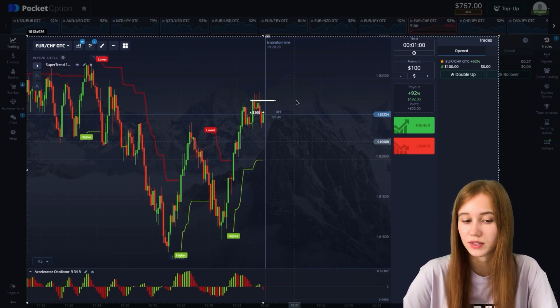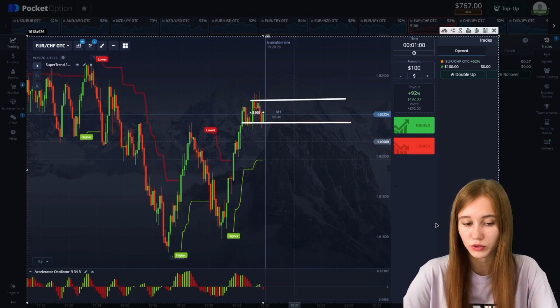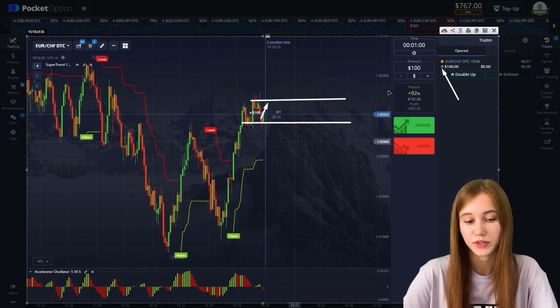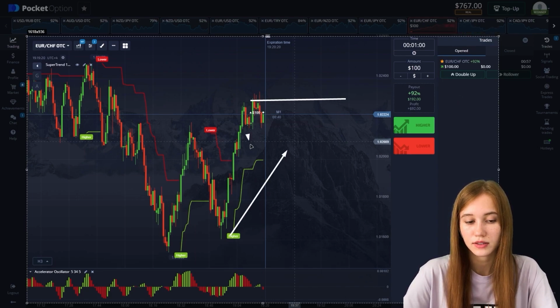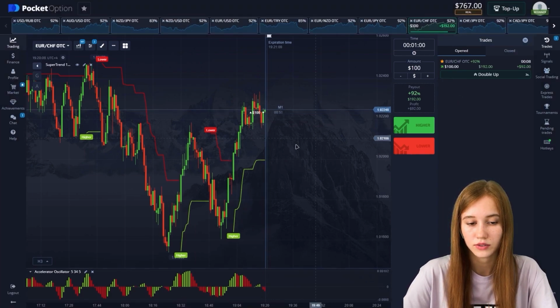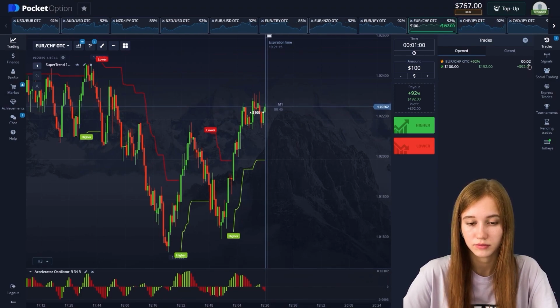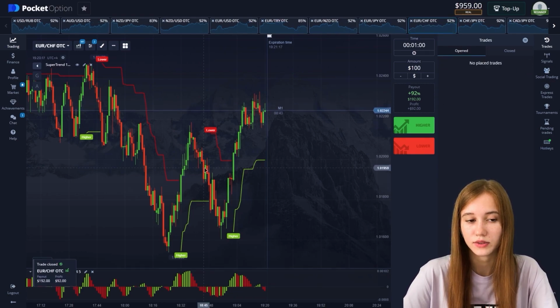Also, if we see a resistance level and the support area, we will move towards this resistance area during the consolidation period. So we opened up, and the super trend also shows an increase. Corrections. Let's see. 5 seconds left, and profit is $92. Good.